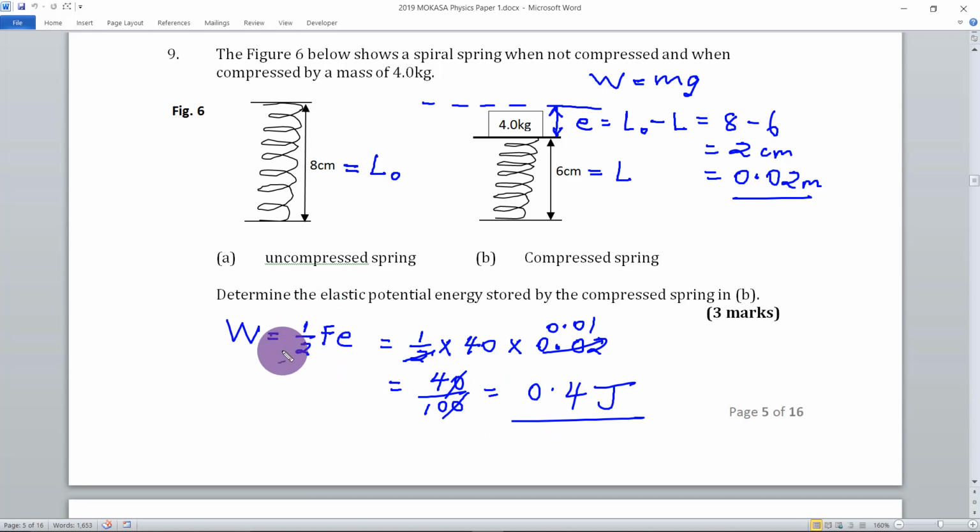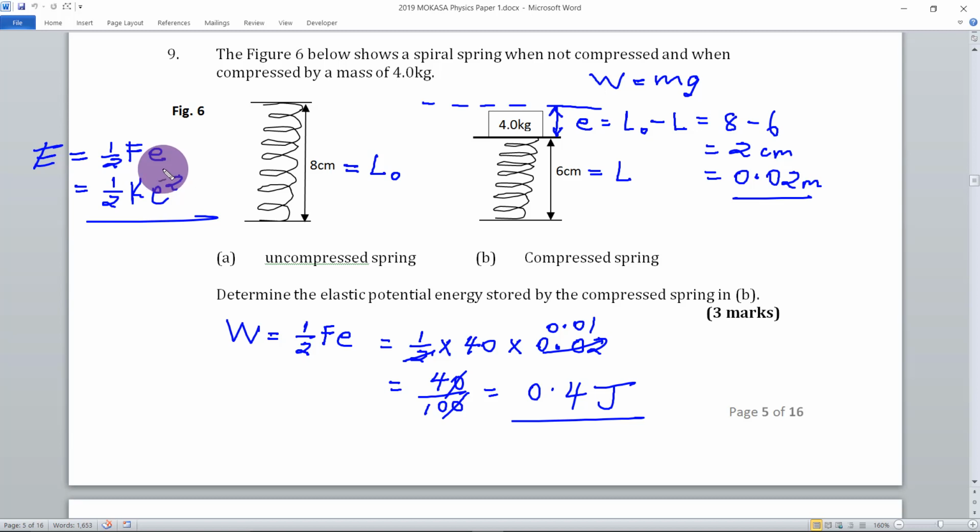So here I want you to recall the equation which is used to calculate energy stored in a stretched spring or compressed spring is given by a half times the force times the extension or the compression, and this one is also given by a half K E squared, where K is the spring constant. But in this case, we do not need to calculate the spring constant because we already know the force and the compression.